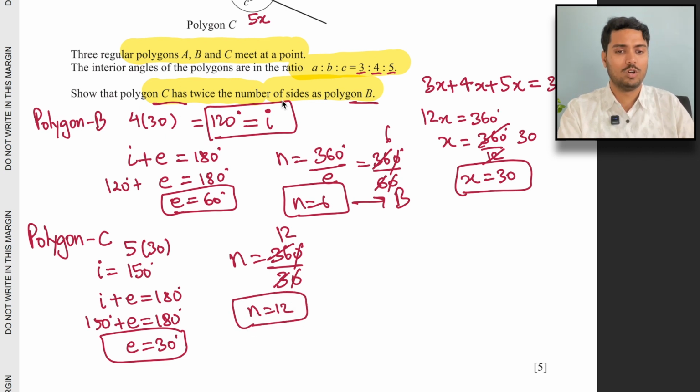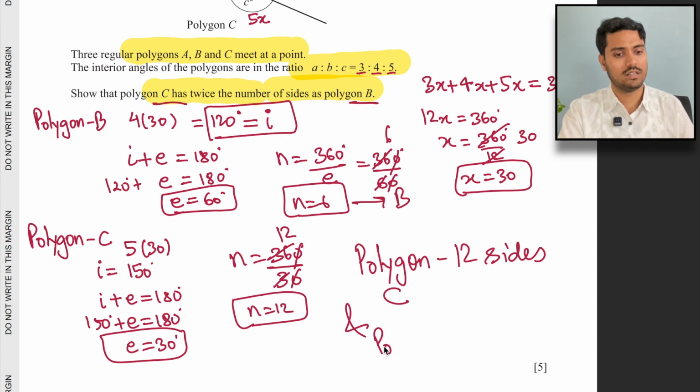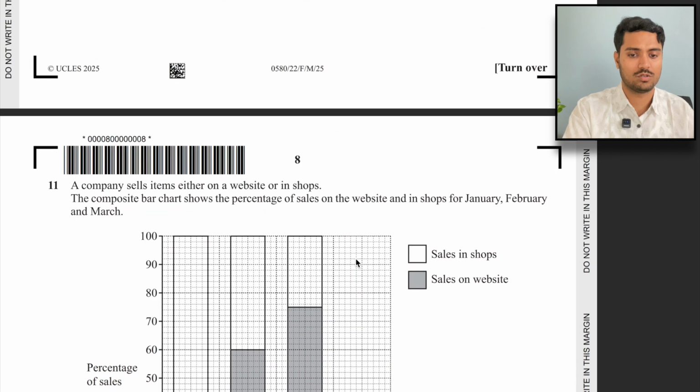We had to prove the polygon C has twice the number of sides of polygon B. So polygon C has 12 sides. This is for polygon C, and polygon B has 6 sides. So this is proved now. Let's move on to the next question.